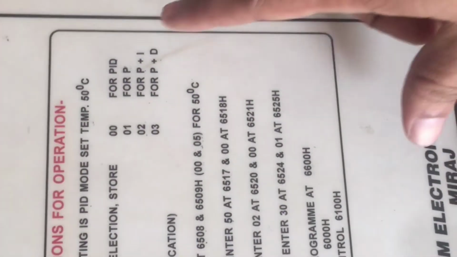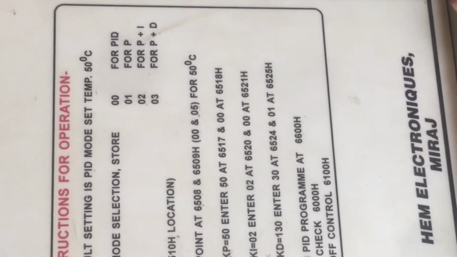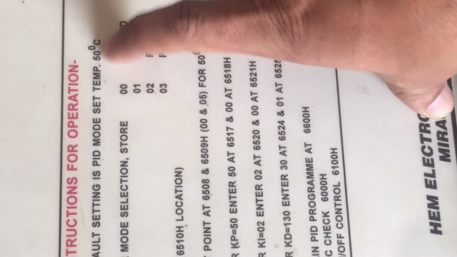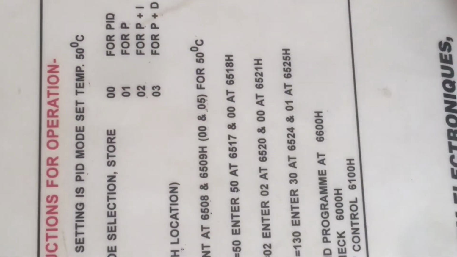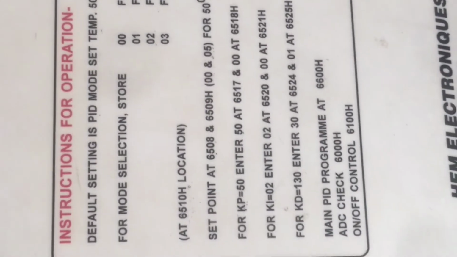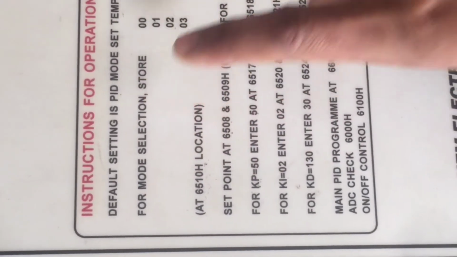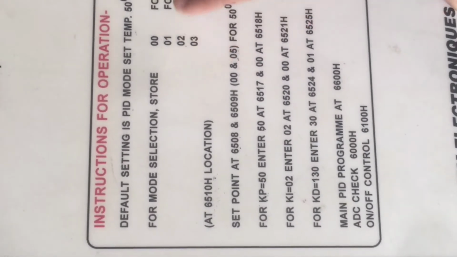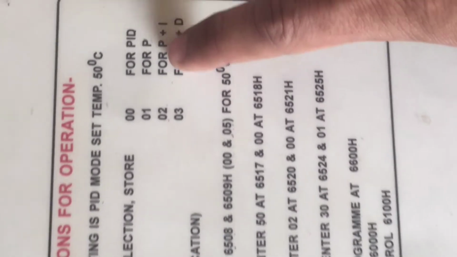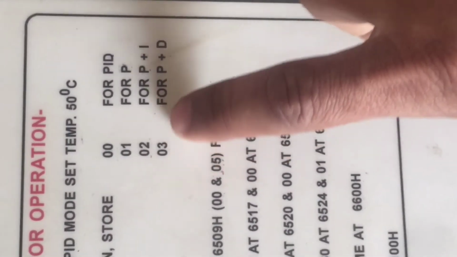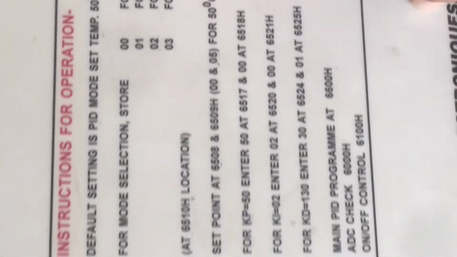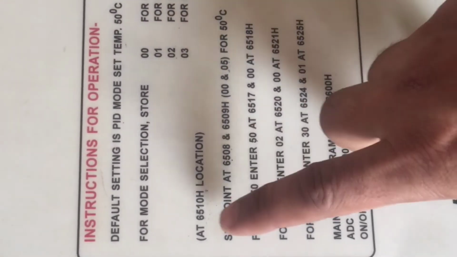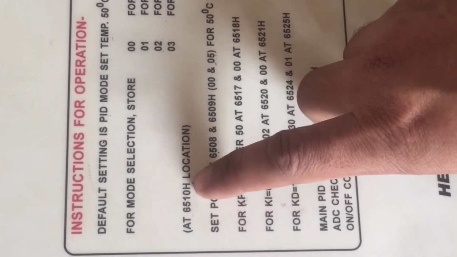Now, if we move ahead and look at the panel over here, there are certain instructions for operation. The set temperature available here is again 50 degrees, and we have already done that at those memory locations. Now we have to select a mode of control. The modes are: 00 stands for PID, 01 stands for P, 02 stands for PI, and 03 stands for PD. And these modes of control action are defined at memory location 6510.